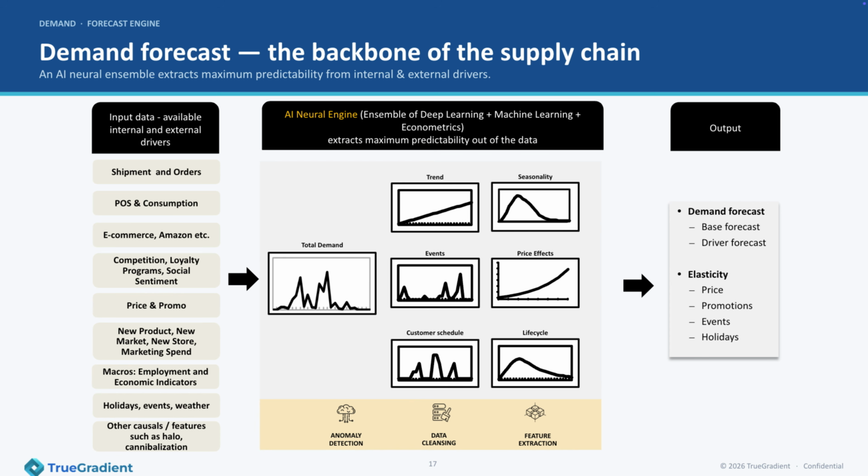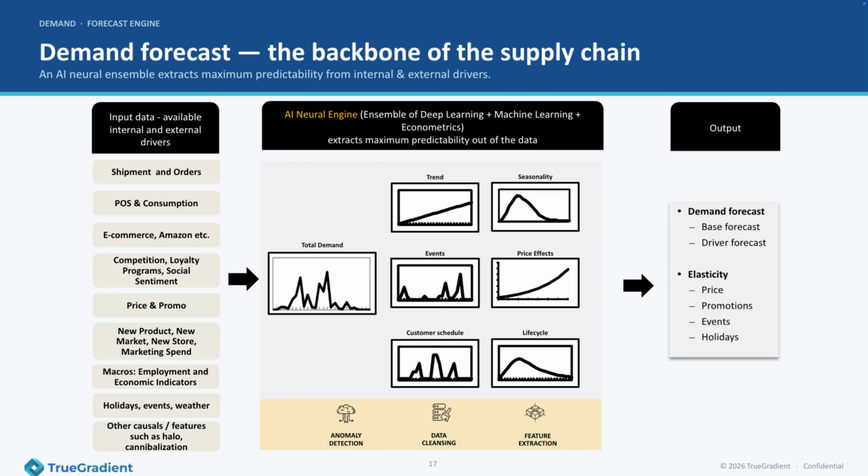Demand planning is the process of predicting future customer demand so that the business can make better decisions around inventory, purchasing, production, promotions, and supply chain operations. At its core, demand planning answers a simple question. How much of each product are we likely to sell in the future?